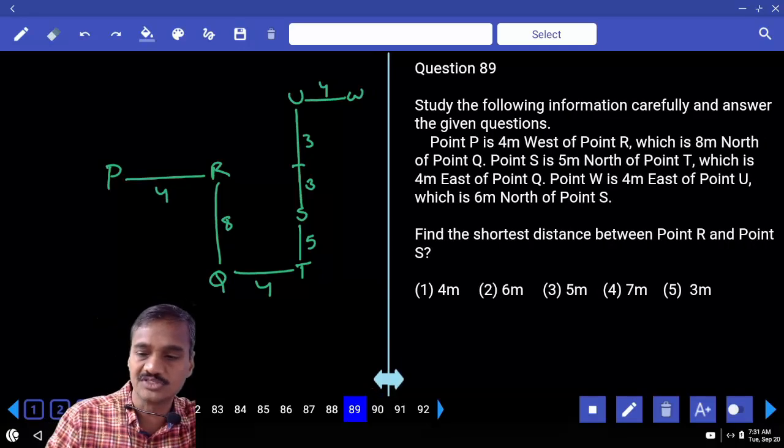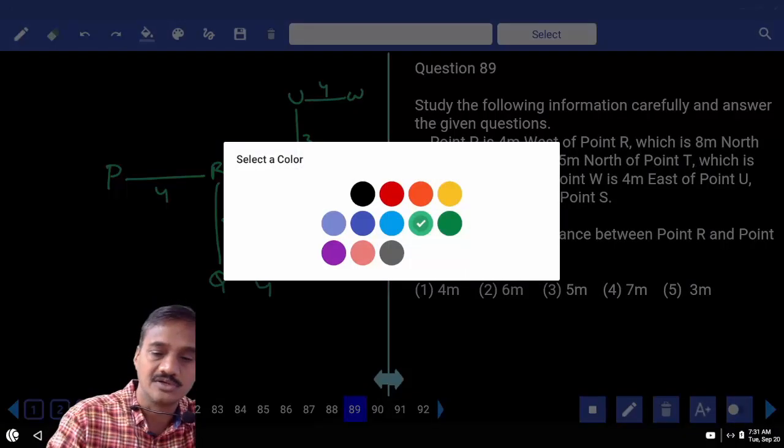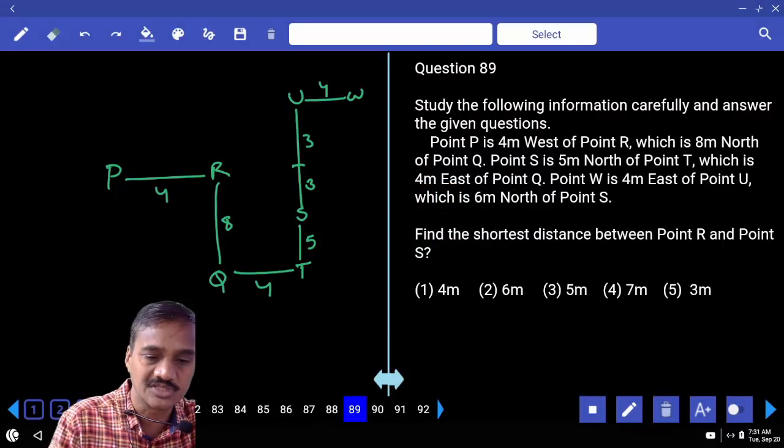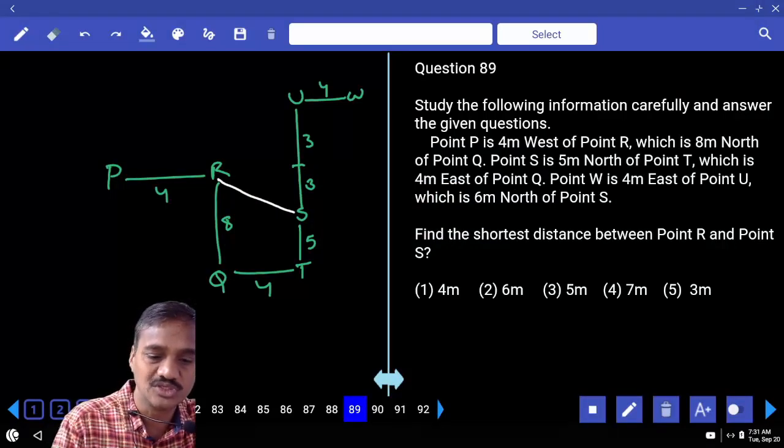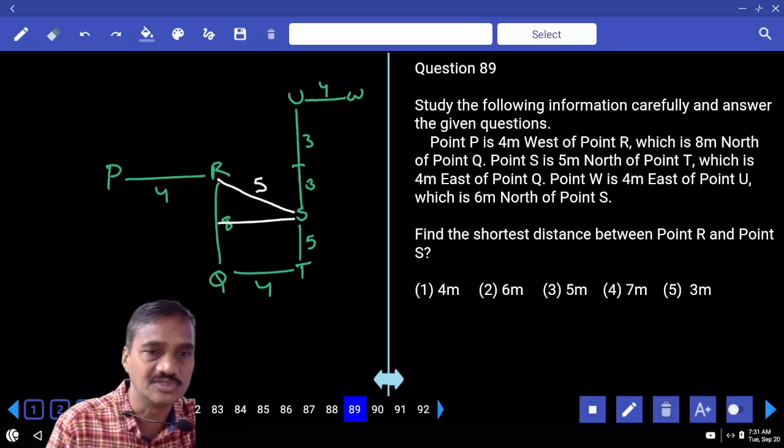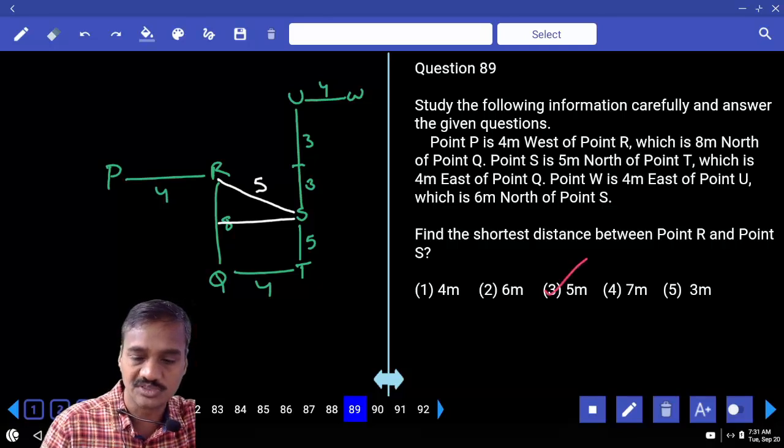Then find the shortest distance between R and S. Now the shortest distance between R and S, R is here and S is here. Now what is the distance we have? Vertical is 3, horizontal is 4, and with 3 and 4, the distance is how much? 5 meters. That is choice 3, question number 89.